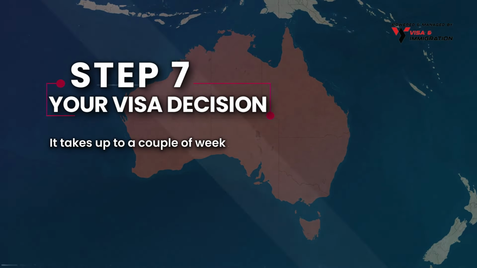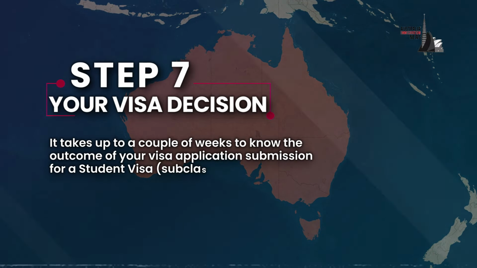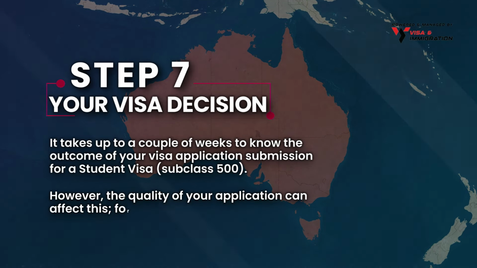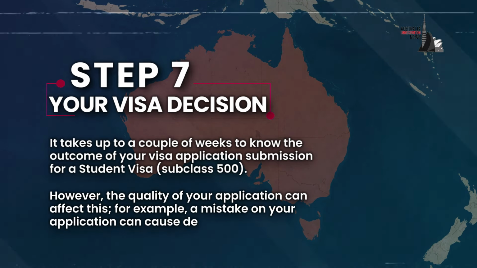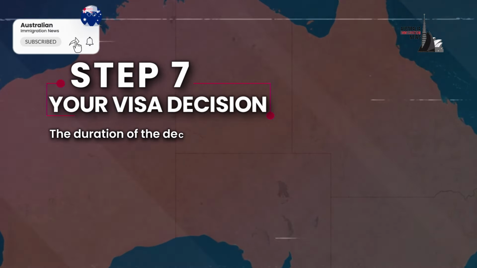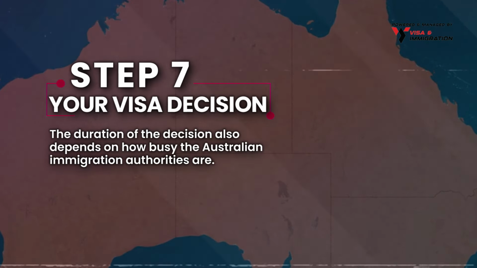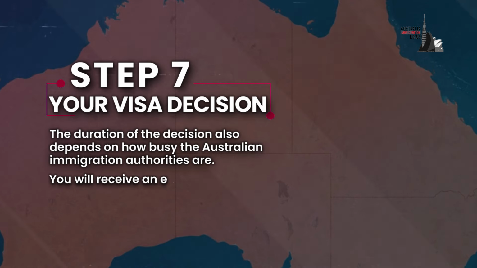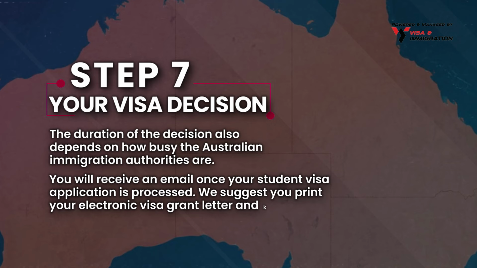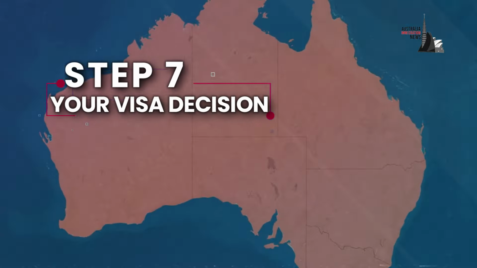It takes up to a couple of weeks to know the outcome of your visa application submission for a student visa, subclass 500. However, the quality of your application can affect this. For example, a mistake on your application can cause delay or rejection. The duration of the decision also depends on how busy the Australian immigration authorities are. Moreover, you will receive an email once your student visa application is processed. We suggest you print your electronic visa grant letter and keep it along with your passport while traveling to Australia.